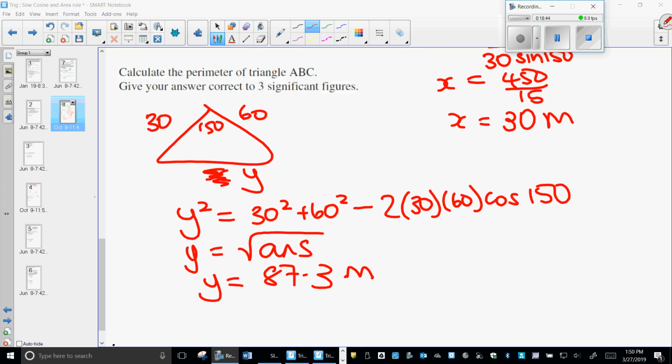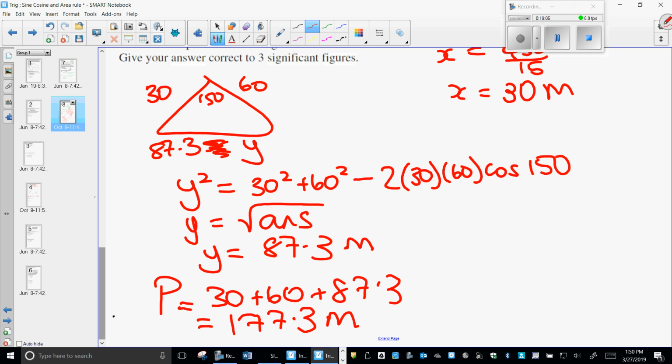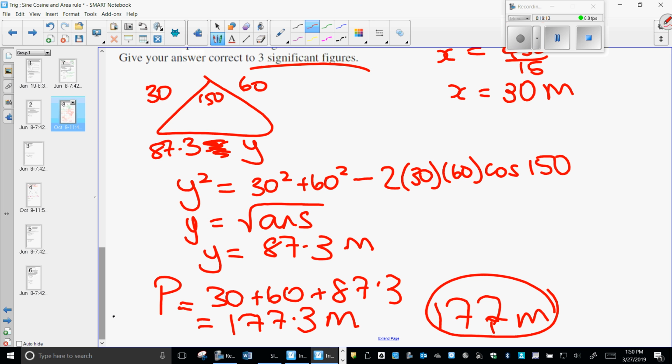Now we know all three lengths. So we know this is 87.3. To find the perimeter, we add those up. So the perimeter is 30 plus 60 plus 87.3, so that's 90 plus 87.3, which is 177.3 meters, or 177 to 3 significant figures. We have to always check our question to ensure we have rounded as requested.